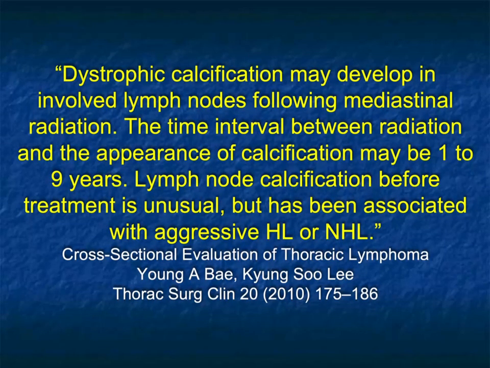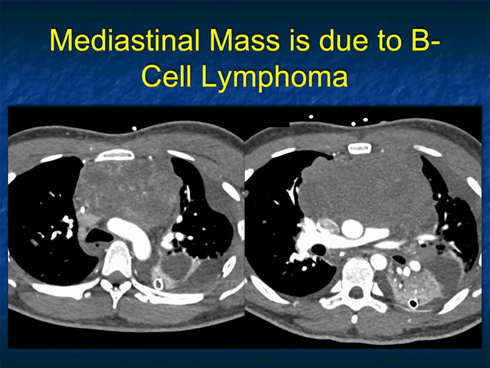I mentioned calcification is usually due to radiation therapy or potentially chemotherapy. Dystrophic calcification may develop in lymph nodes following radiation, and it may take years for it to happen. Lymph node calcification before treatment is unusual, and again, maybe the patient had TB in the past and those nodes are involved by the malignancy, but typically when I see calcifications and the patient has not been treated for anything, I'm always thinking about something beyond lymphoma.